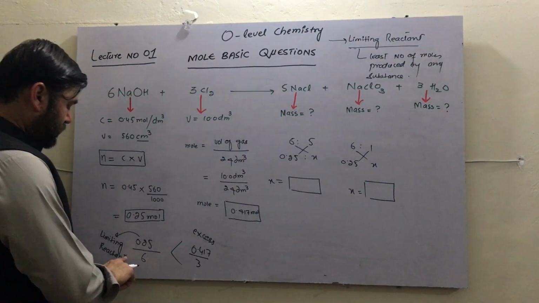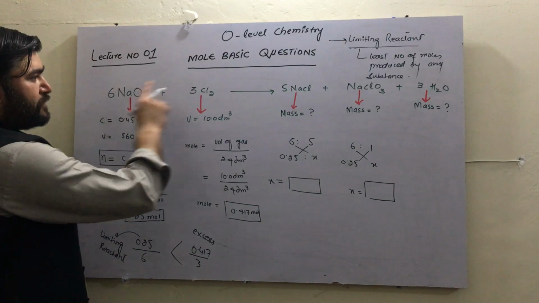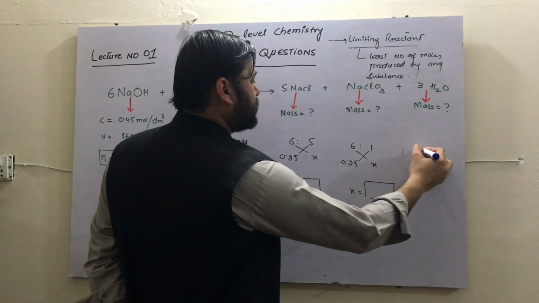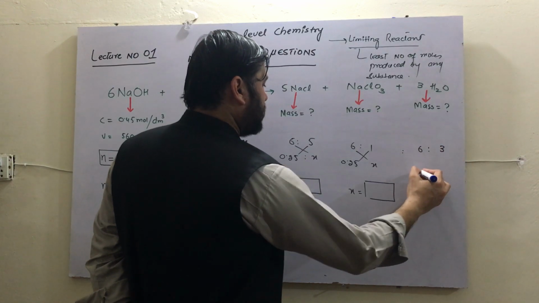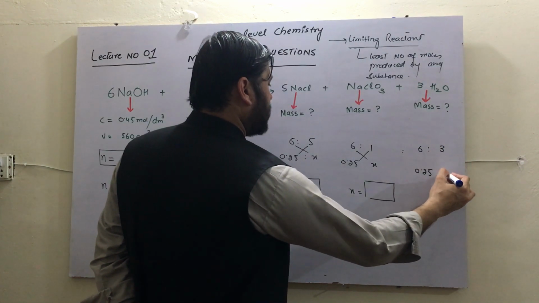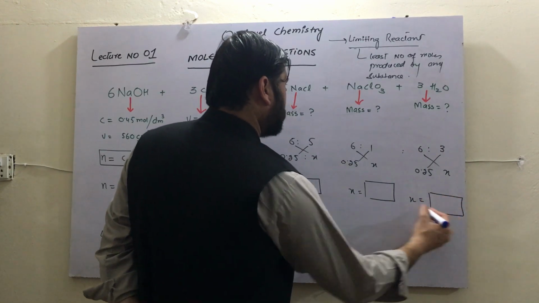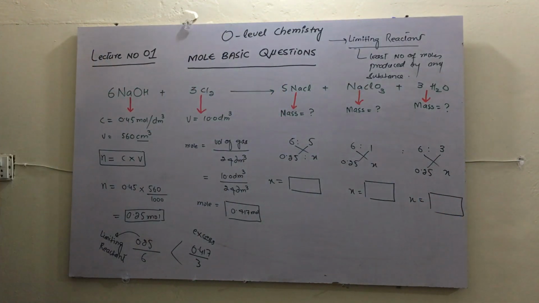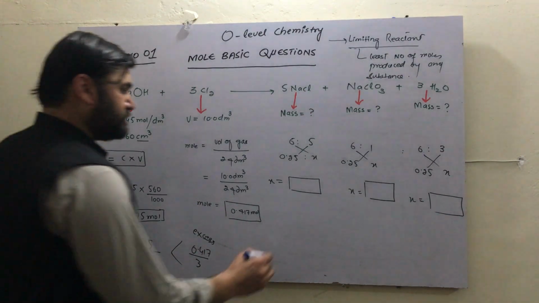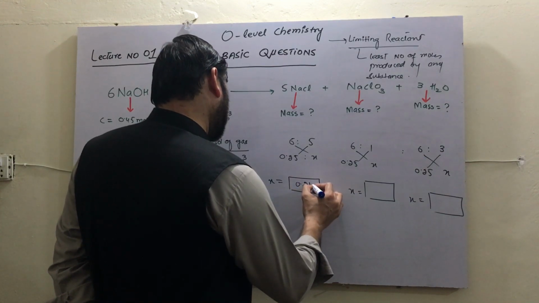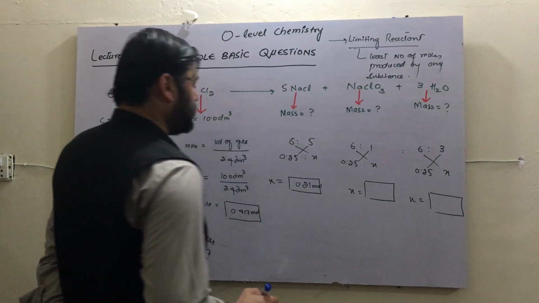And also if we compare this with the water, another ratio will be there, 6 ratio 3, and here 0.25 x, this will be the answer. So x is equal to, from calculation we just find out the answer. The first answer which comes is 0.21, so 0.21 mole will be the answer in this case.